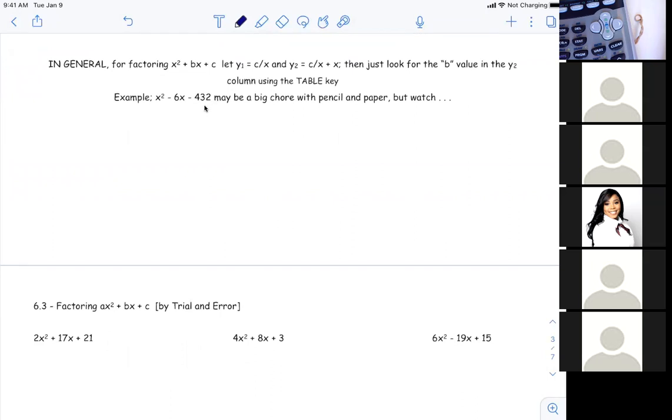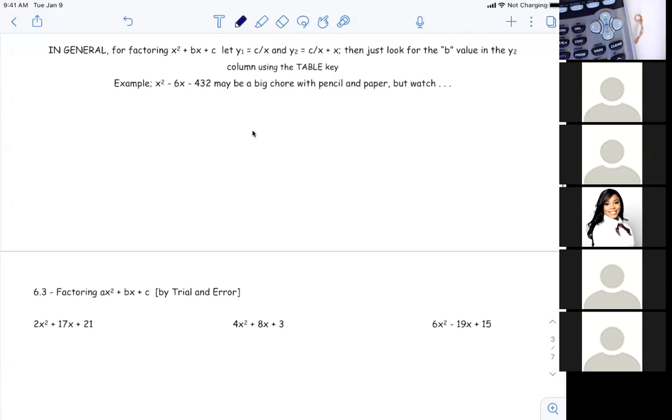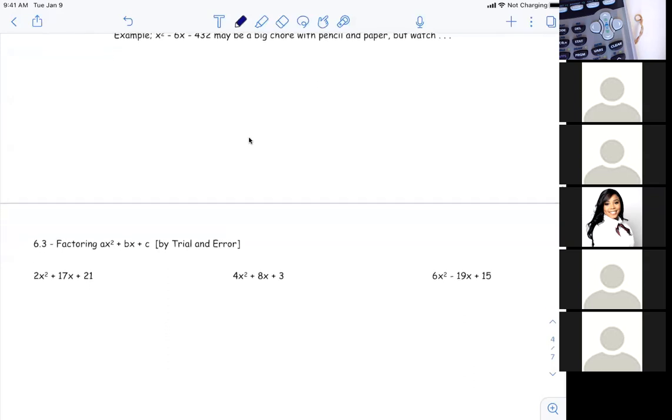I don't think Alex or anybody else in this class is ever going to give you something this hard. The textbook might. But think of all the different ways you could multiply and get minus 432. That could take you 15, 20 minutes doing it with pencil and paper. Right? But with the calculator, it's terribly efficient.